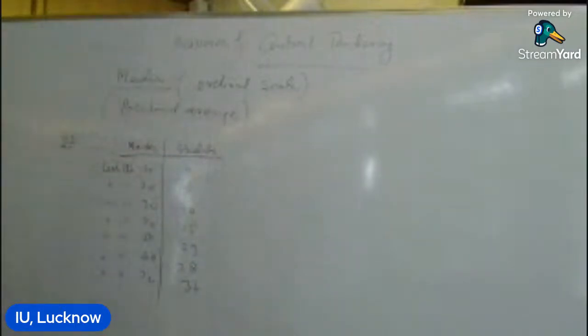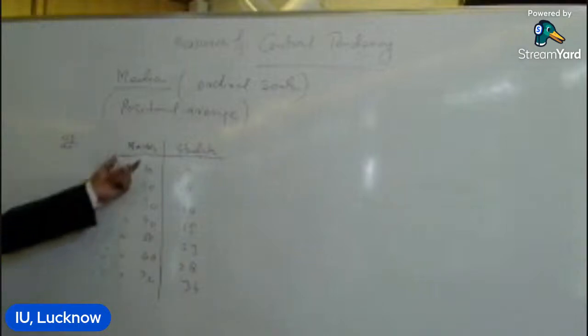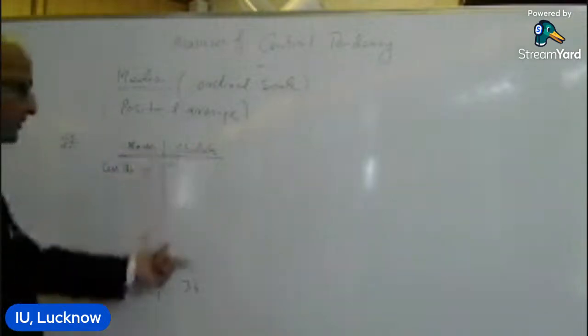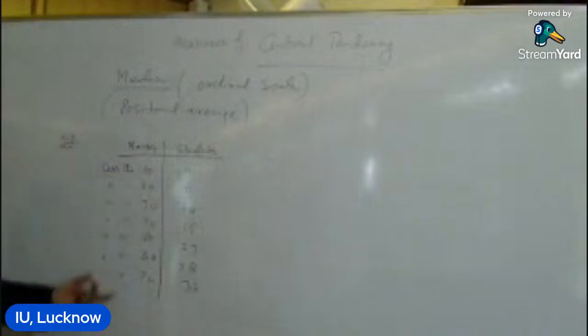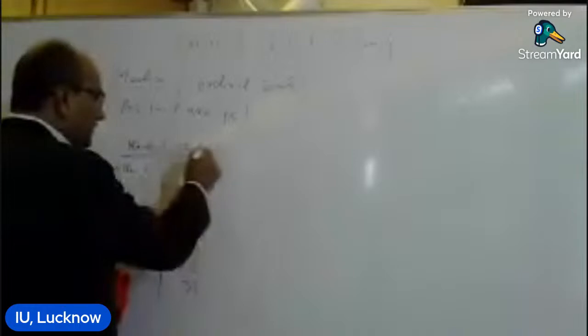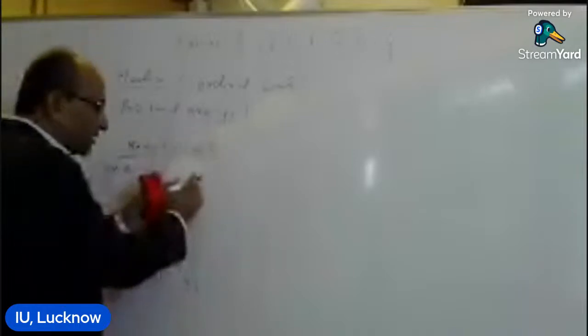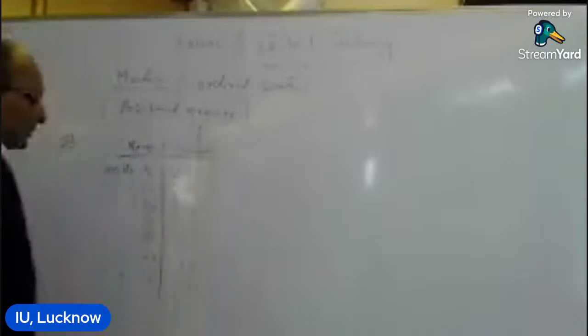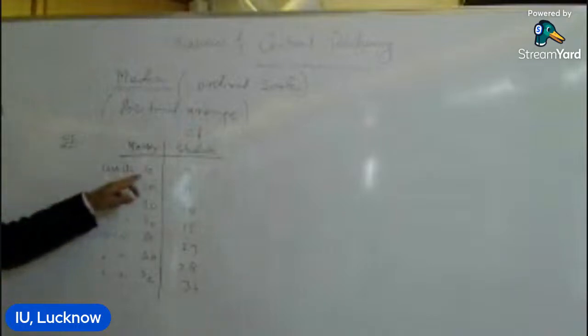How to solve this type of question? Here the marks are given like less than 10, less than 20, less than 30, less than 40, and the number of students like this. So first, the class interval. This frequency of the students is not frequency. This is actually cumulative frequency. You just see the increasing order, cumulative frequency, because less than 10 means from 0 to 10. Again, less than 20 means not 10 to 20, but from 0 to 20.